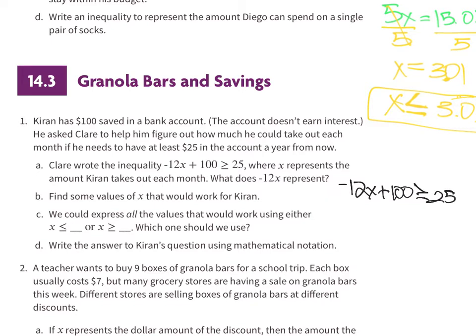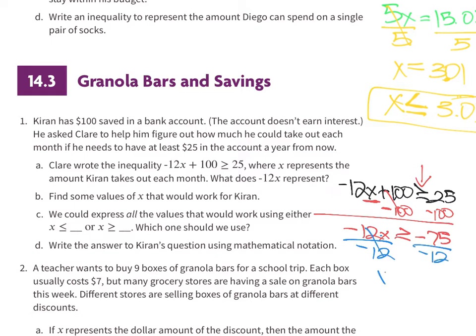So you solve these problems the same way. We're still wanting to get x all by itself. The sign is just different. Okay, but you solve it the exact same way. You first get rid of the number that is not with the variable. So we get rid of 100 by subtracting 100. So we have negative 12x is greater than or equal to negative 75. Okay. Negative 12x means negative 12 times x, so to get rid of times, we divide.